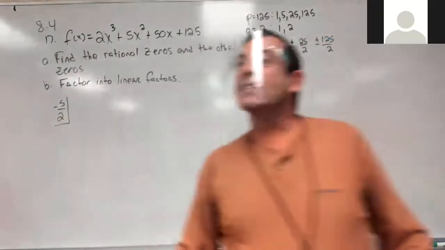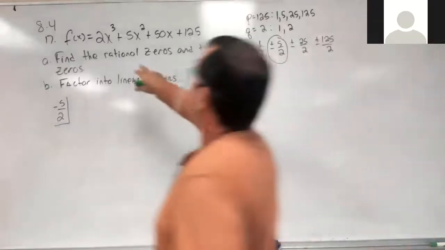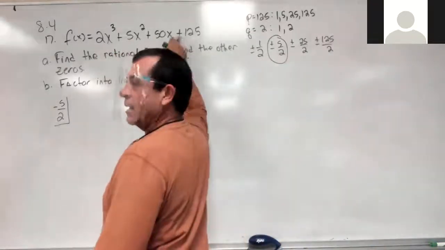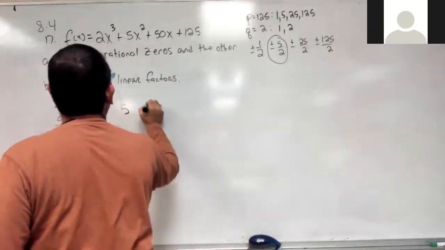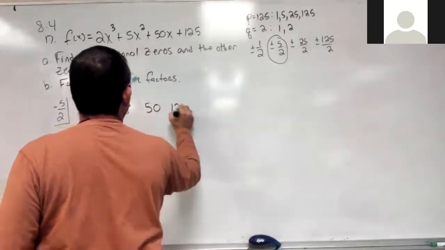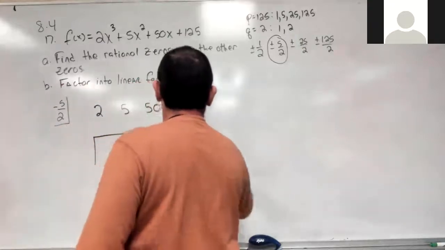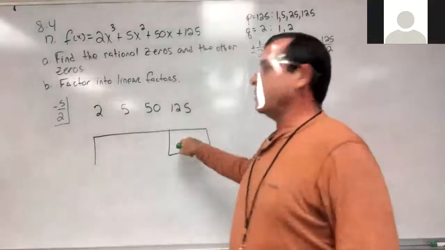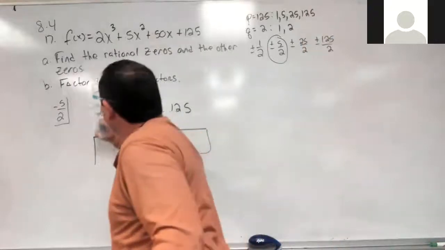That's going to be my first C. Now I got all my coefficients. I'm going to bring down my coefficients from my synthetic division: a 2, a 5, 50, and 125. If I'm correct on that, what's that 0? I just gave it to you. It's got to be a 0 if I'm right on that 0, okay? Alrighty, so bring down that first number, bring down that 2.